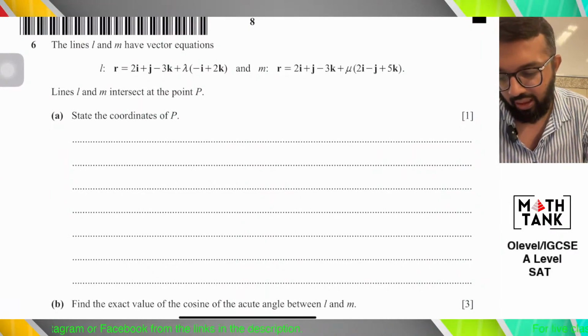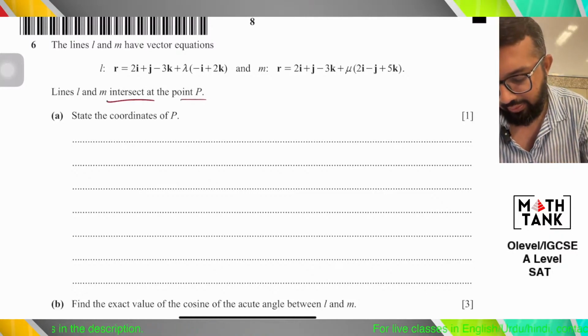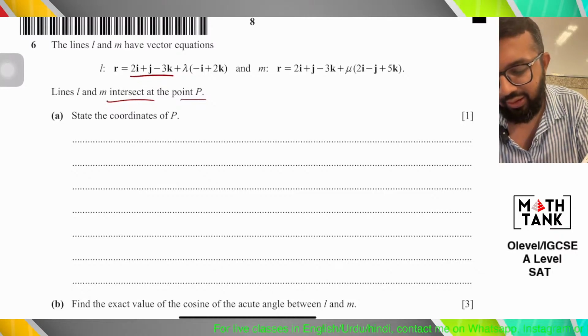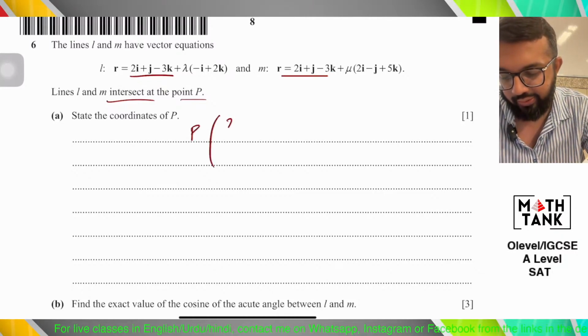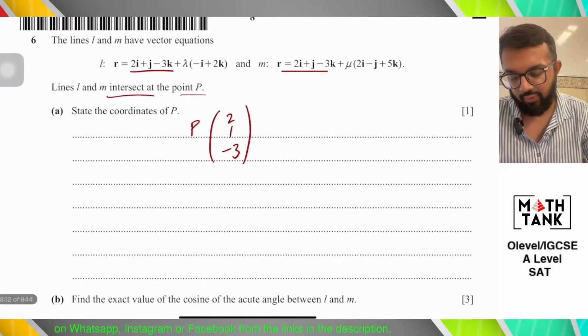The lines L and M have vector equations, this and that. Lines L and M intersect at the point P. State the coordinates of P. The interesting thing about this is they both have the same starting point, which means that you don't really need to calculate P. It's given to you. State means you don't need to solve, the answer is there in front of you.